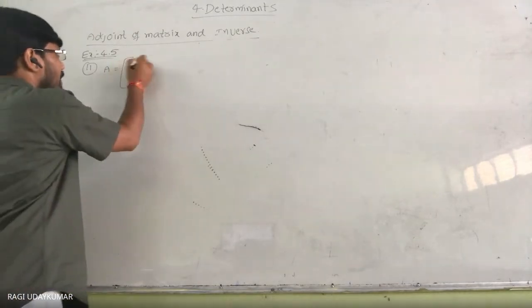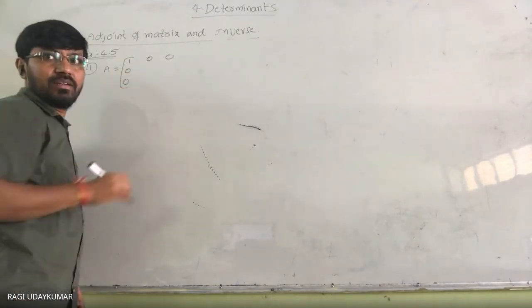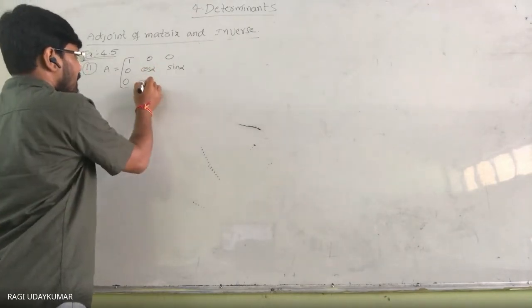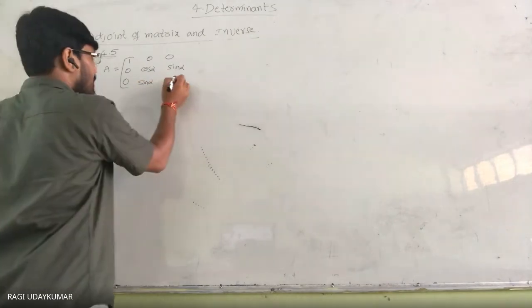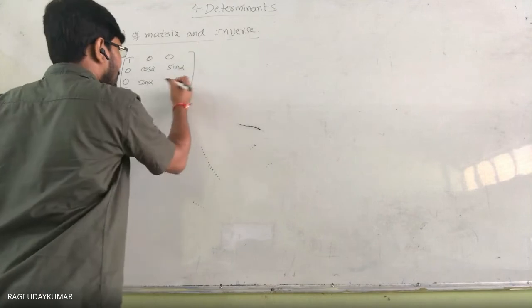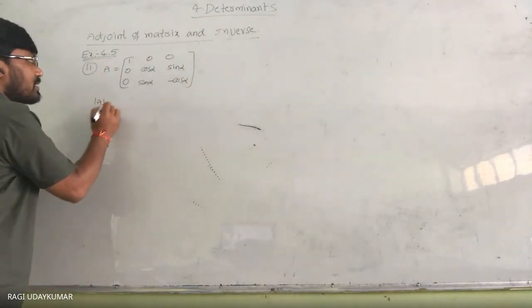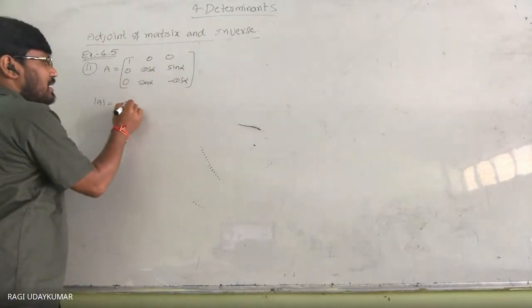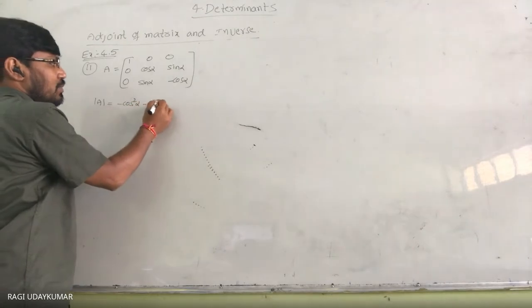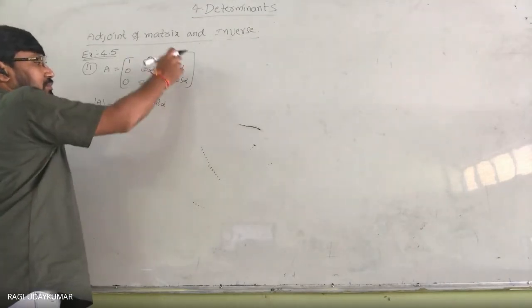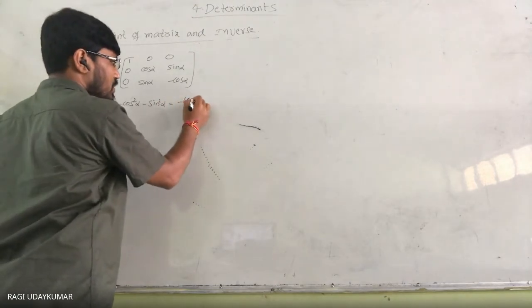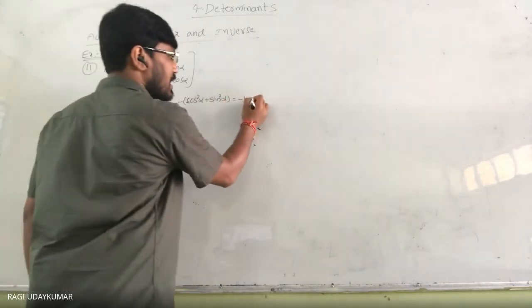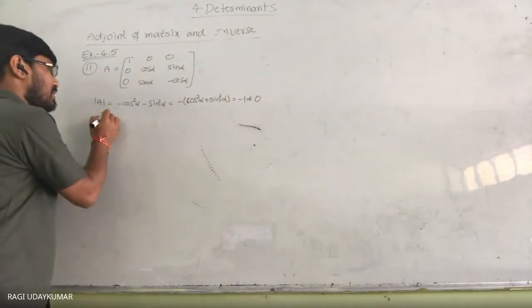We will consider A as the matrix with rows 1 0 0, 0 cos alpha sin alpha, 0 sin alpha minus cos alpha. What is the determinant of this matrix? Along the first row, multiply these two: minus cos square alpha minus sin square alpha, times 1. So we get minus of cos square alpha plus sin square alpha, which equals minus 1. Minus 1 is not equal to 0.